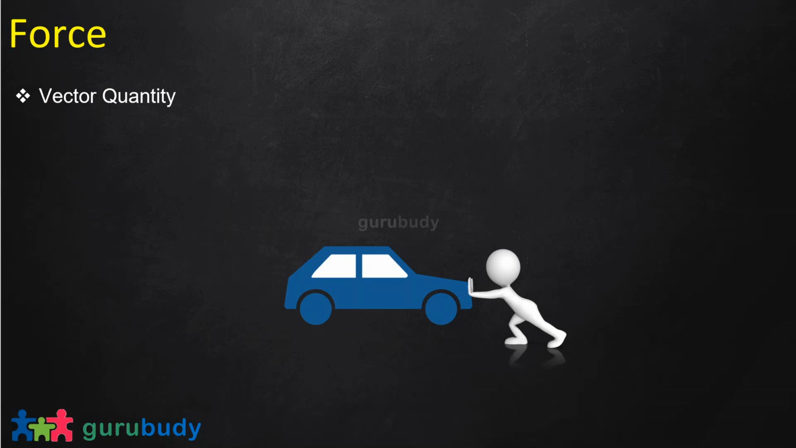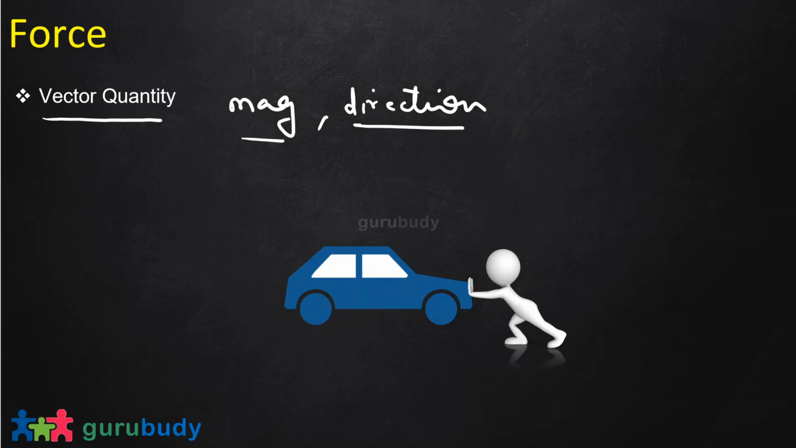The force is a vector quantity, and I believe at this moment, based on whatever we have learned so far, everyone should know what does that mean. The vector quantity, that means force has a magnitude and direction, right? That is what we know from our previous lectures. Any vector quantity can be completely defined if you define its magnitude and direction.